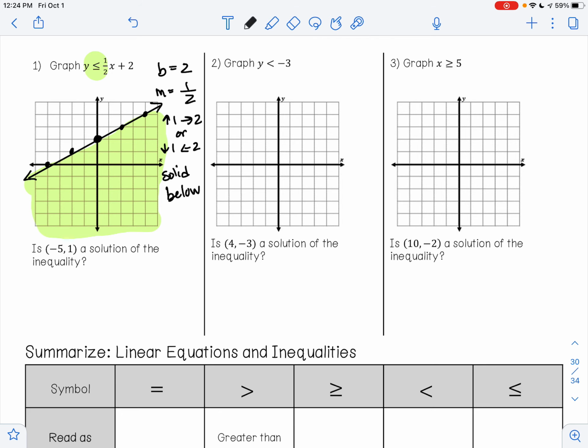If you need to, go ahead and pause the video. It says, is the point -5, 1 a solution to the inequality? So 1, 2, 3, 4, 5, -5, +1. So remember, solutions are on solid lines and in shaded areas. This point right here is not in the shaded area, nor is it on a solid line. So this is not a solution.